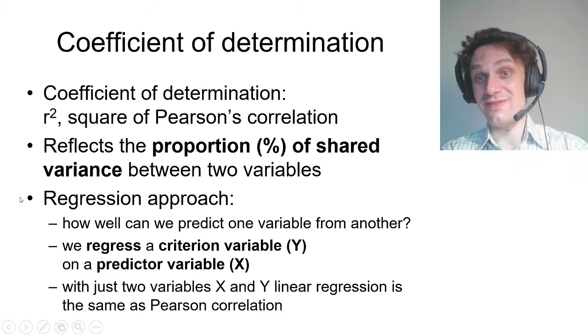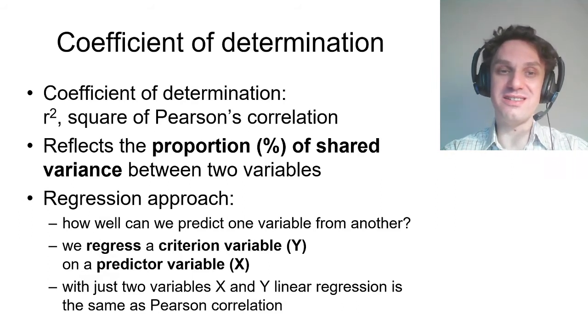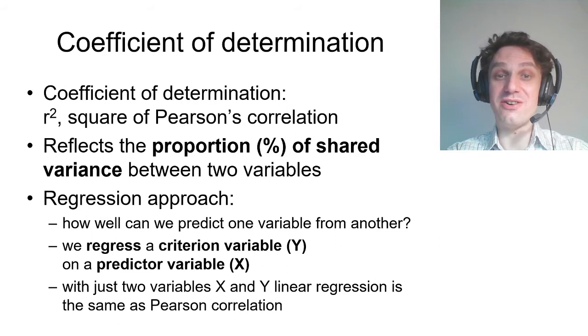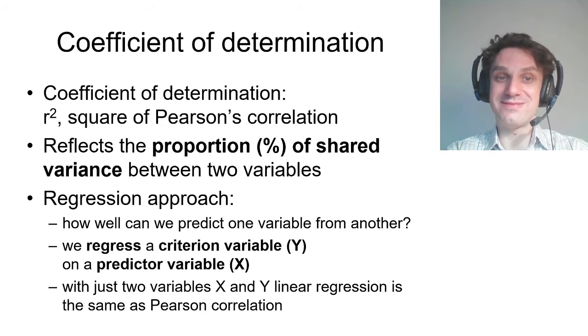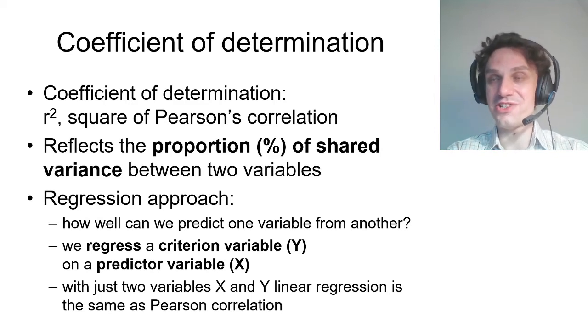In addition to just our normal correlation coefficient, we can also calculate the coefficient of determination, which is basically the square of Pearson's correlation, or R squared. And this R squared reflects the proportion of variance that two variables share with one another. This is why it's called coefficient of determination. And this logic of determination kind of leads us to the regression approach.